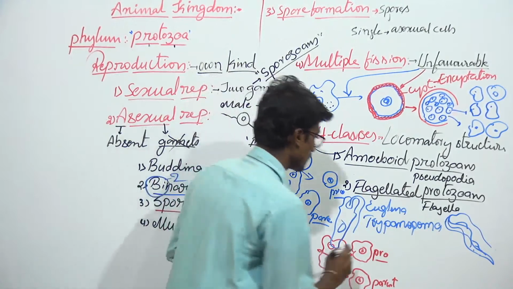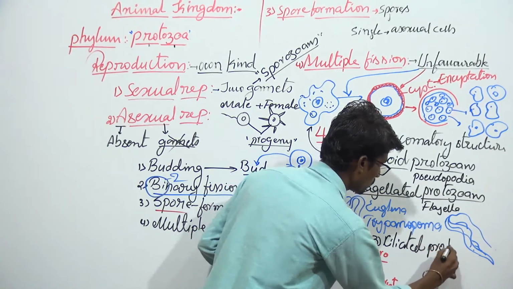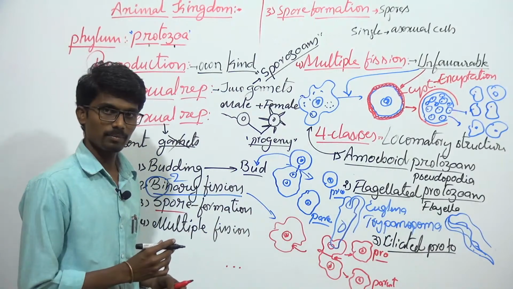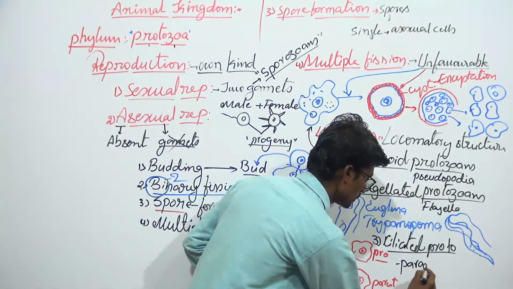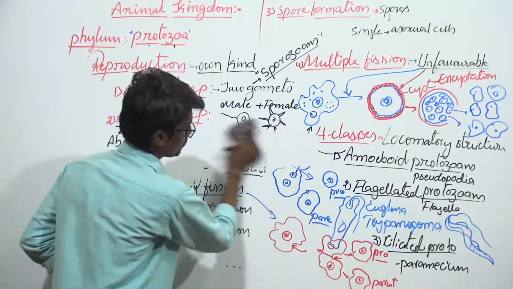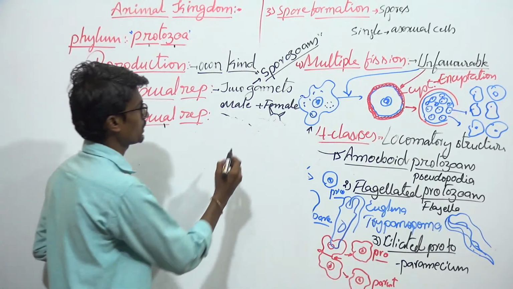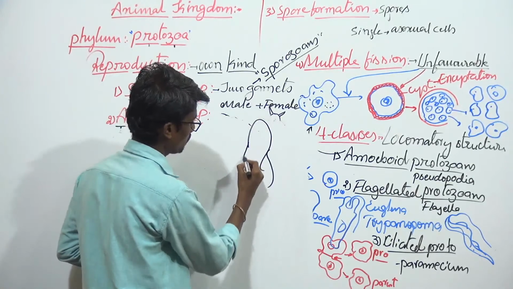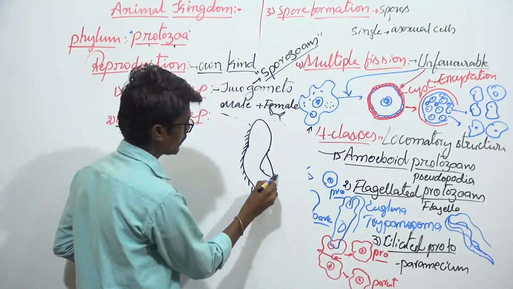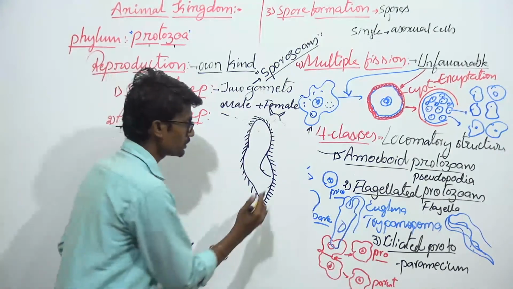And the third class is ciliated protozoa. What are ciliated protozoa? Earlier we have studied Paramecium. This Paramecium has cilia like this. This is about what? Paramecium. This Paramecium has small hair-like structures. This is called what? Cilia. And these cilia completely cover the body and help create a water current through which it can collect the food.